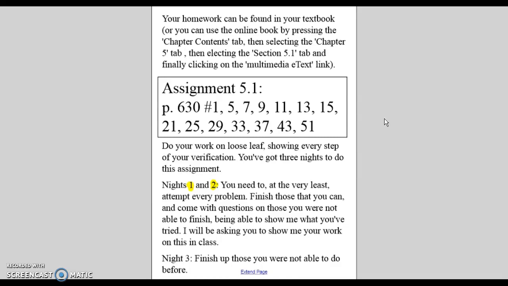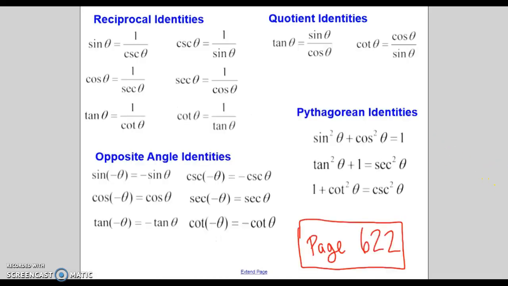Today in this video I've got a few more examples to go over, and they get into a little more advanced strategies than the ones we went over last week, so you'll want to check these examples out. Please keep in mind we will be using these identities throughout, so make sure that you've got them written down somewhere or you're looking at page 622 in your textbook.